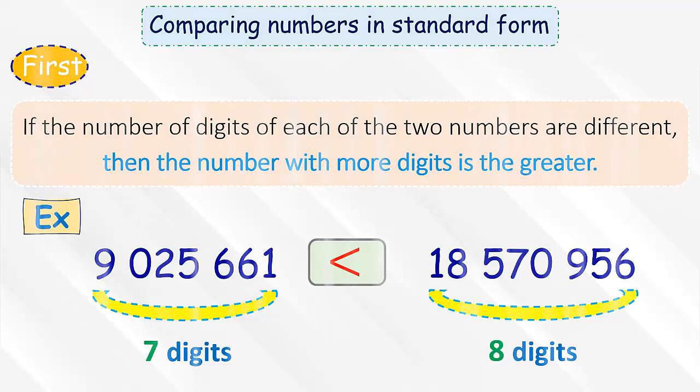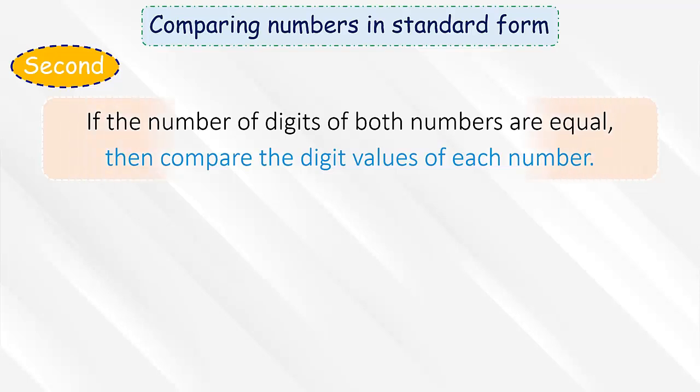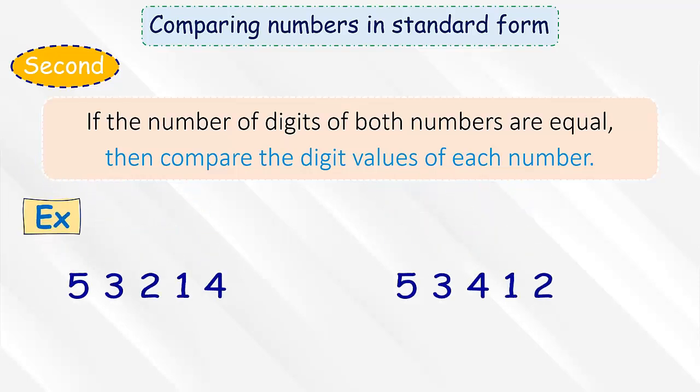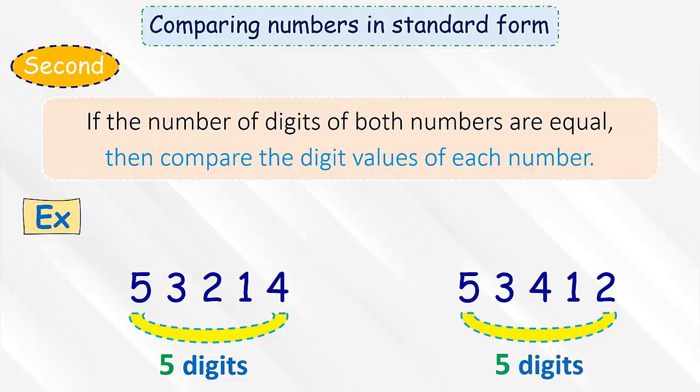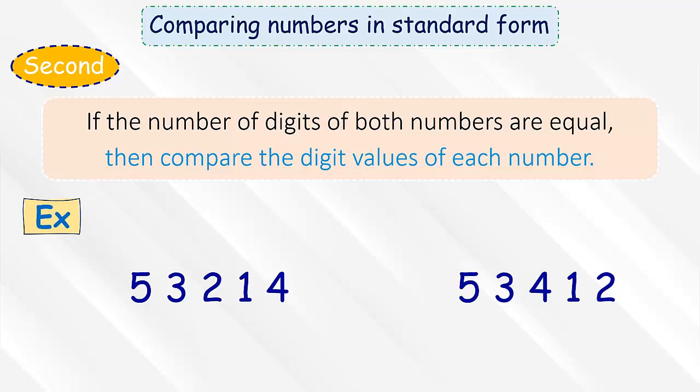After we saw the first case of comparing numbers and knew how to determine the larger or smaller number, let us see the second case, which says that if the number of digits of each of the two numbers is equal, then in this case we compare the values of the digits of each of the two numbers starting from left to right. For example, if we wanted to compare the two numbers in front of you, we would find that the first number consists of 5 digits. The second number also consists of 5 digits. Therefore, we will begin to compare the digits of the two numbers from the first left.